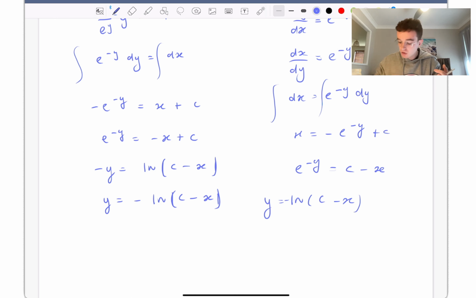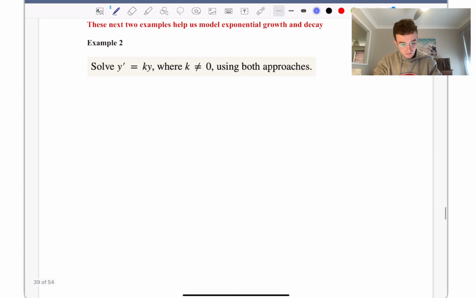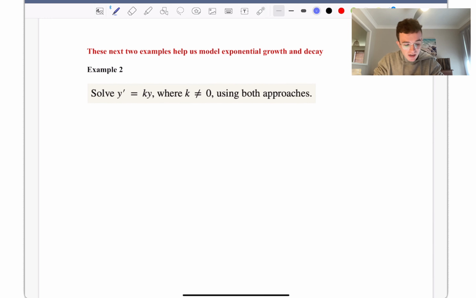So we can solve these questions and arrive at the same answer using two different ways. I personally prefer way number one. So these next two examples will help us model exponential growth and decay. So example number two, we're going to solve using both approaches, y dash is equal to ky.